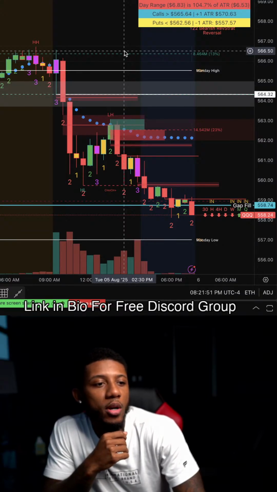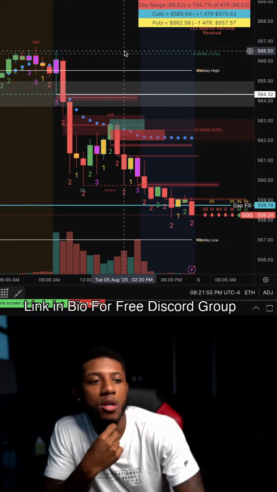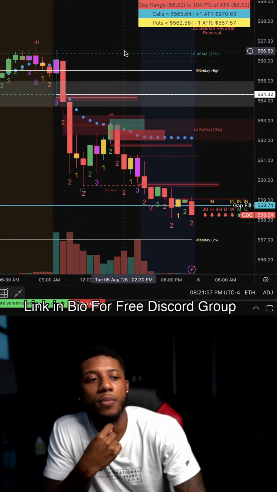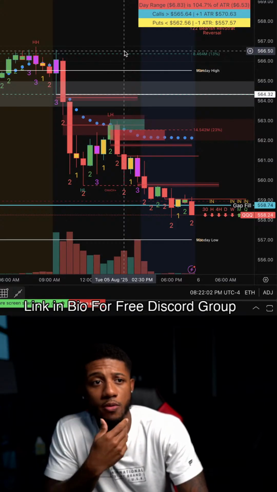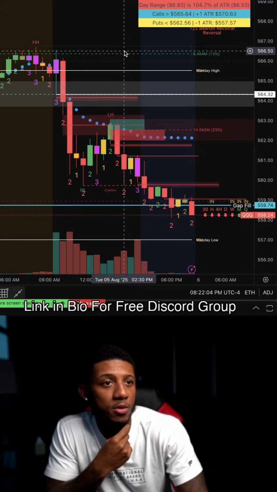What do you trade on? I've never seen these types of charts. This is TradingView. It's just a different indicator. Most people don't trade the strat, which is perfectly fine. You know what I mean? You just got to find what works best for you.